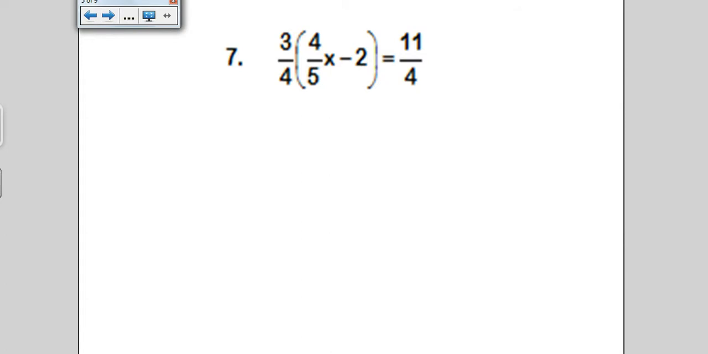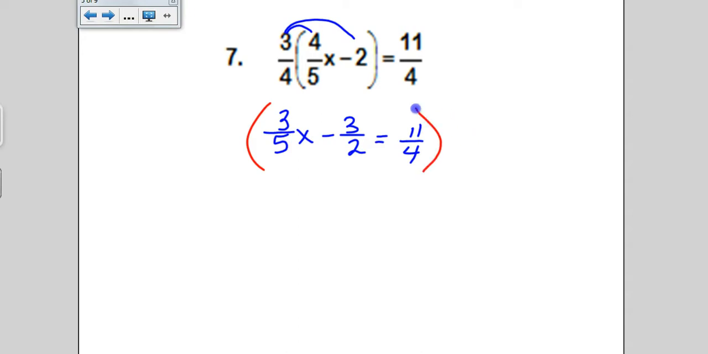Okay, on number 7, we have a fraction multiplied into a set of parentheses. So before I get rid of the fractions, I'm actually going to distribute this fraction inside. So 3/4 times 4/5, the 4's would cancel, and that'll leave you with 3/5 x. 3/4 times 2 would give us, let's see, minus 3/2 equals 11/4. So now, big parentheses around the whole entire equation. I need something to get rid of a 5, a 2, and a 4, and that's going to be a 20. That's the LCM for 5, 2, and 4.